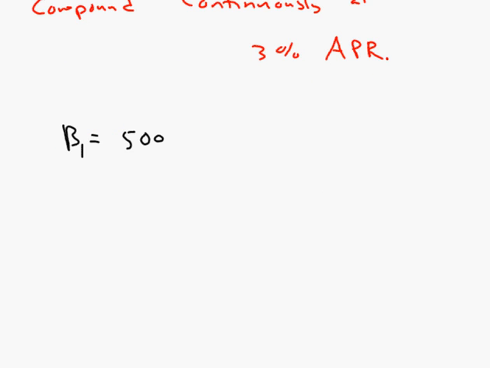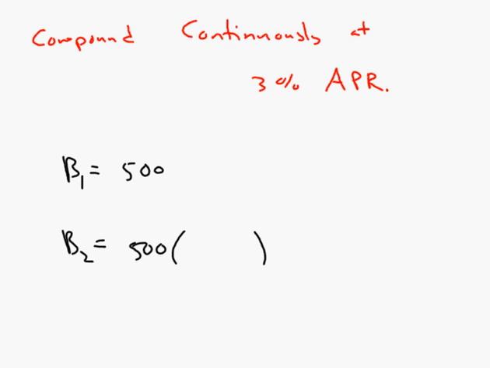All right, let's get to the beginning of month two. Here's where things get a little bit interesting. The bank says, hey, thank you for leaving that money with us all that time. We're going to pay you the interest that we promised. So we're going to take $500, and you're going to multiply it by something. Now, let's just remember what compounding continuously means.